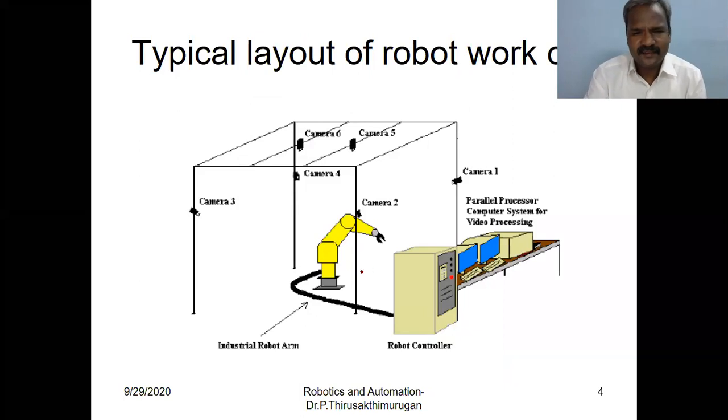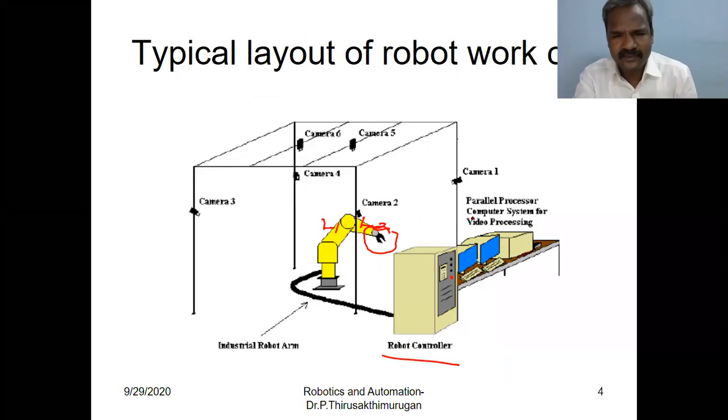You see here, this is a manipulator. This manipulator has two links: this is link 1, this is link 2. So a two-link manipulator with a two-finger gripper. This is the pneumatic air. This is a robot controller. This is the industrial robot arm. This is a parallel processor computer system for video processing.